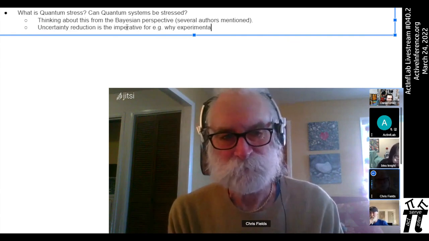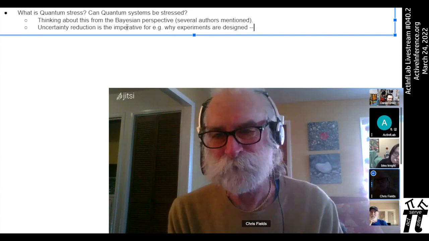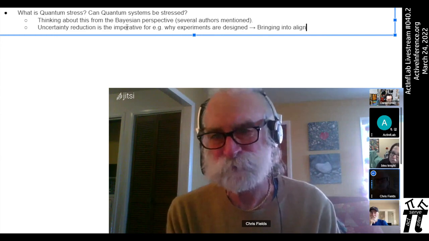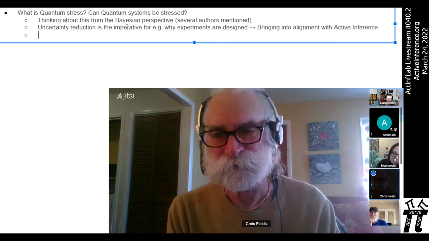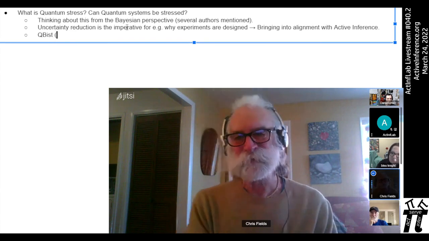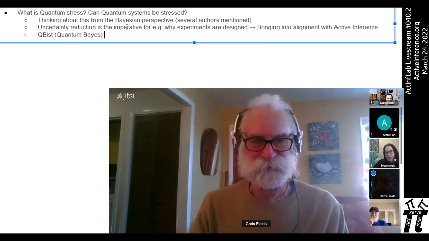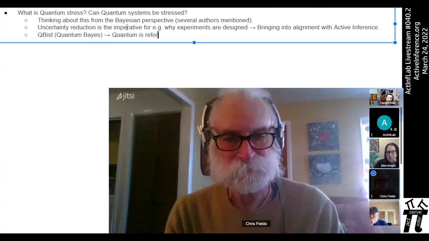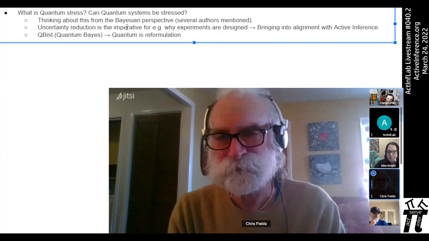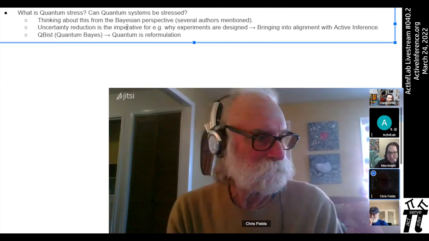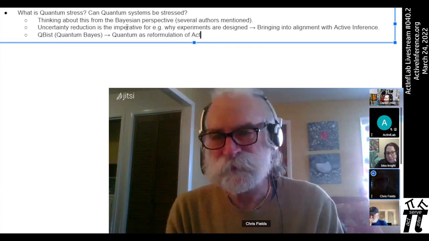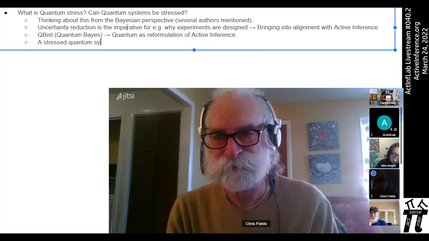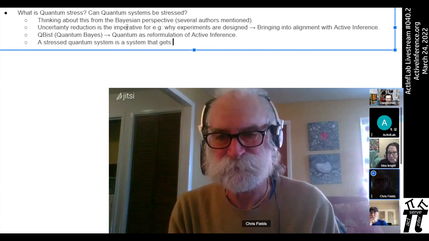And in fact, we wrote into that paper at the very end some remark about this cubist perspective about quantum theory becoming a result, not an interpretation, when we think of quantum theory as, in a sense, a way of reformulating the idea of active inference. So I think they're very consistent, right? A stressed quantum system is just a system that gets observational outcomes that it doesn't expect.